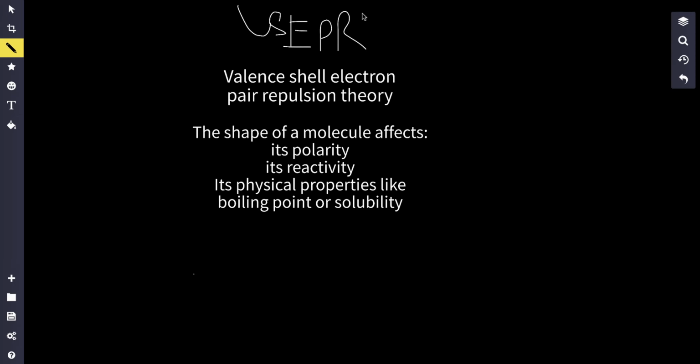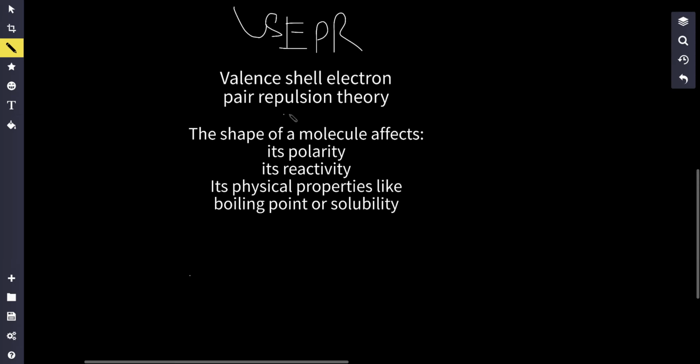Now, VSEPR, or valence shell electron pair repulsion theory, is basically a theory that tells you about the shape of a molecule. Now, you might have been drawing Lewis structures on a 2D diagram. However, it's important to point out that molecules exist in 3 dimensions.